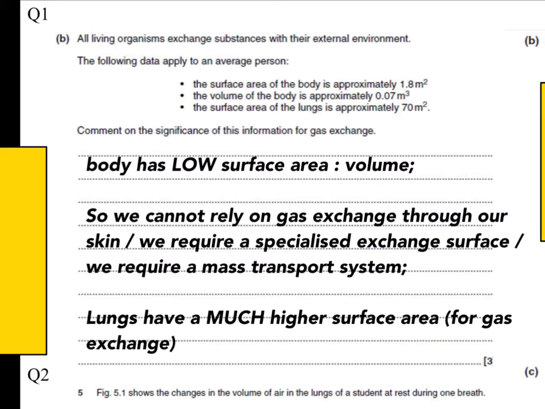The point is, if you have a low surface area to volume ratio, you need a specialized gas exchange surface, and you're just using this data here to prove it. You could actually go one step further and work out the surface area to volume ratio, but if you don't have the time, it's not necessary for the marks.